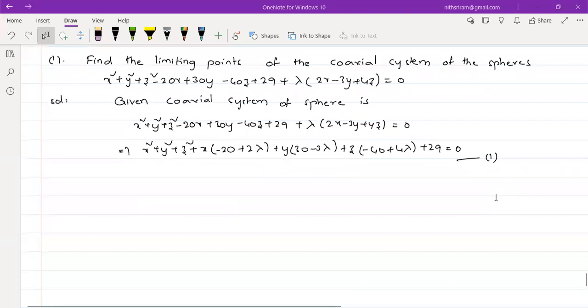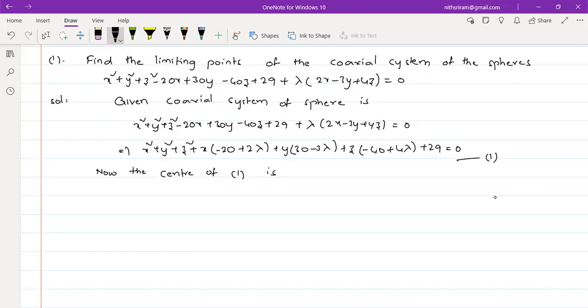So we have to treat this particular equation as equation number 1. Now we have to find the center. The center of equation 1 is nothing but we have to write half of the coefficient of x by changing the sign of x, and half of the coefficient of y by changing the sign of y, and half of the coefficient of z by changing the sign of z. Those terms represent the center.